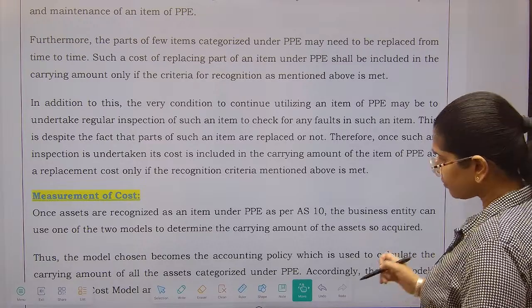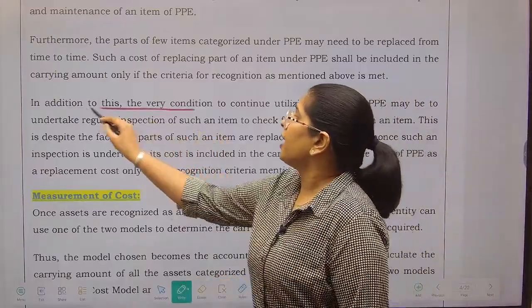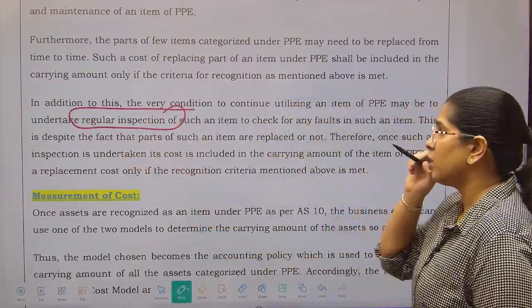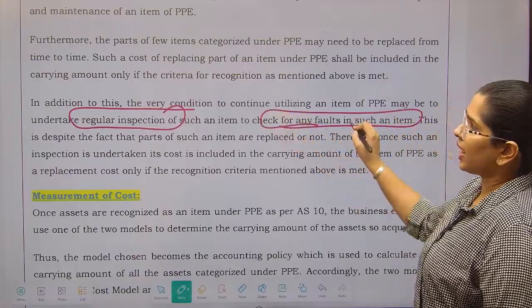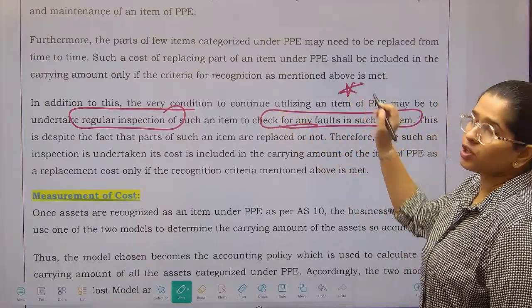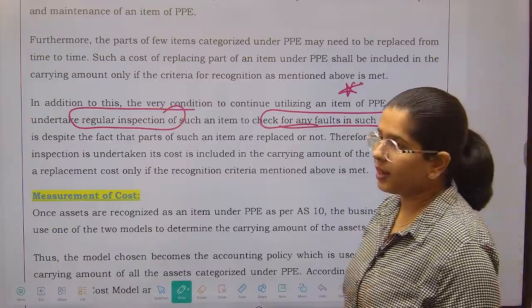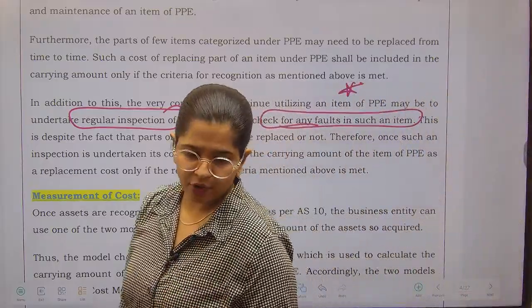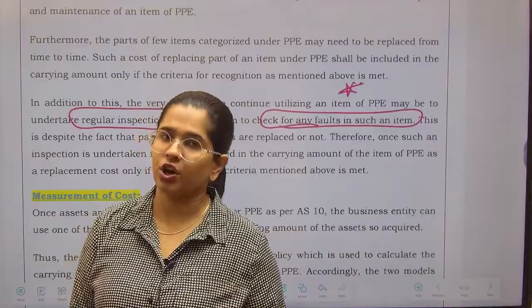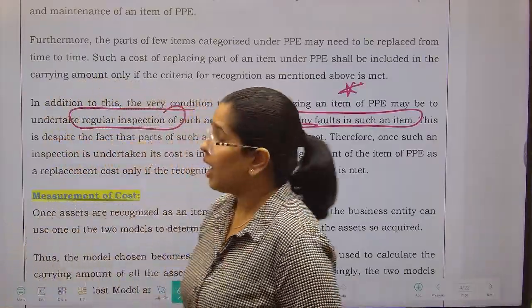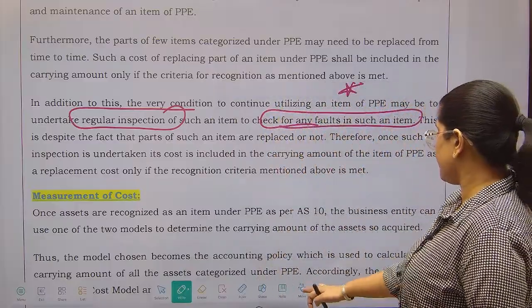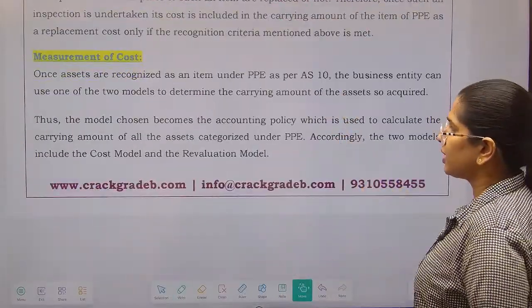ठीक है? So कभी-कभी there are regular inspections that also happen for the item to check for any faults in such kind of item. So इस तरीके की कॉस्ट भी आपको देखना पड़ेगा. If this is one-time cost, you can add it into the cost of machinery. ठीक है, regular inspections in order to check the faults of parts. Now next is the measurement of cost. So हम किस तरीके से measure कर सकते हैं?